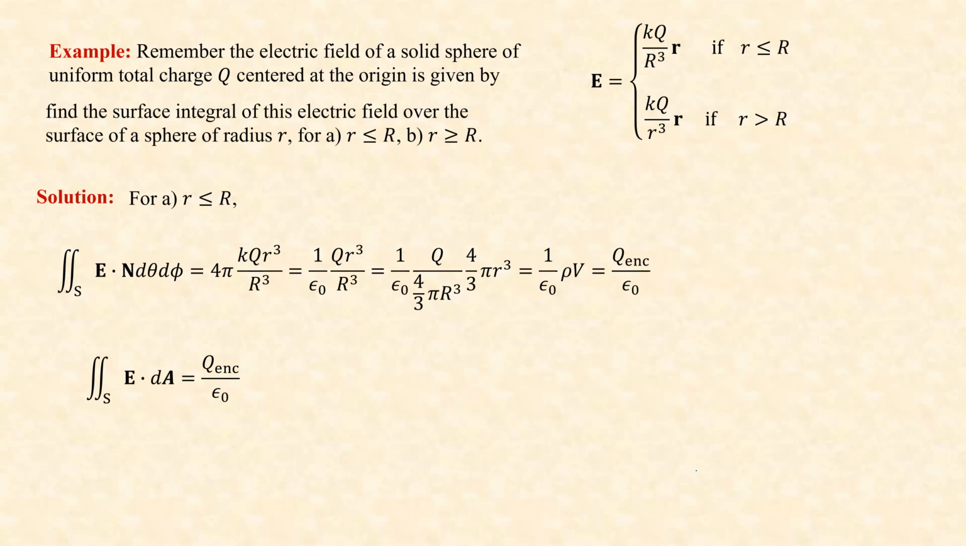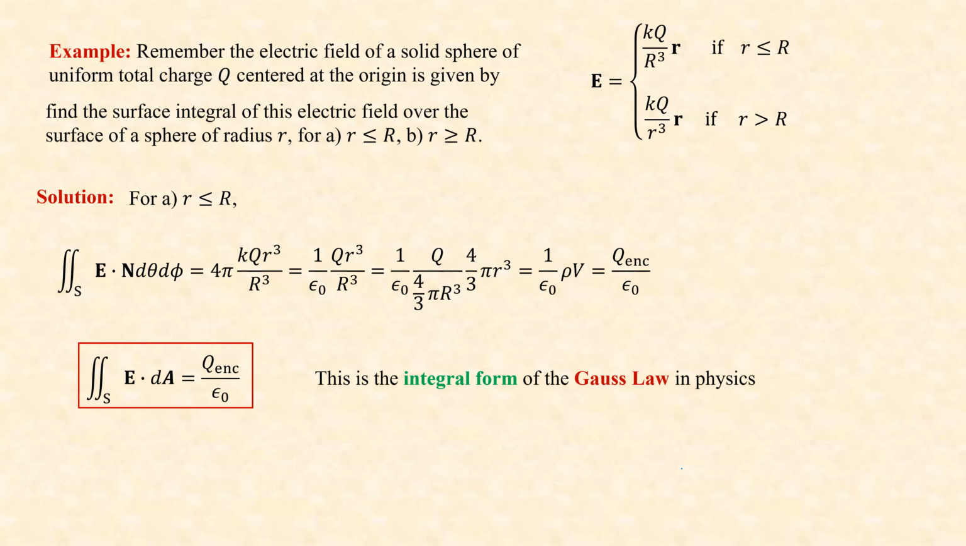All right, so the integral of E dot dA is equal to Q enclosed divided by epsilon naught. That is Gauss's law, the integral form of Gauss's law that we had in electricity and magnetism, in electrostatics, basically. Remember that? Anybody remember? This is Gauss's law.